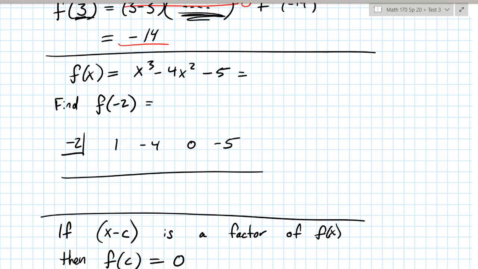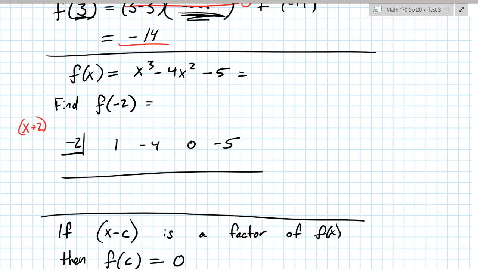Our next problem gives us the same f of x function. F of x equals x cubed minus 4x squared minus 5. And we want to know what is f of negative 2. So what value do we need to put in the box? We need to put a negative 2 in the box, which means we have an x plus 2 if we're thinking about the notation from above.